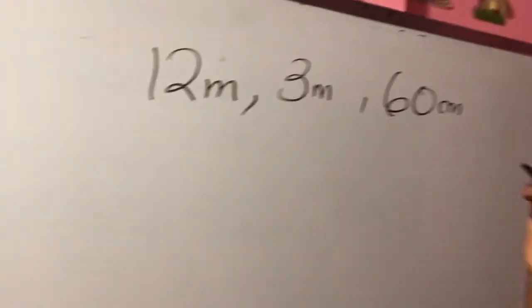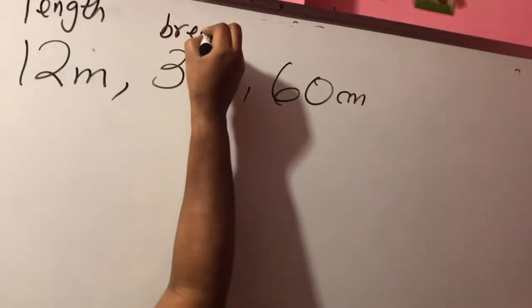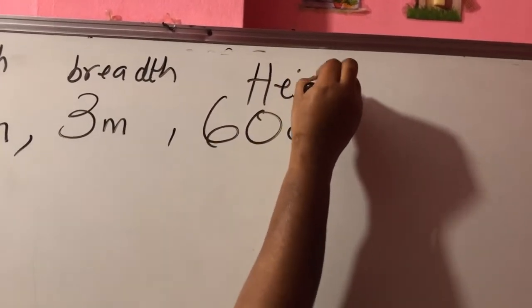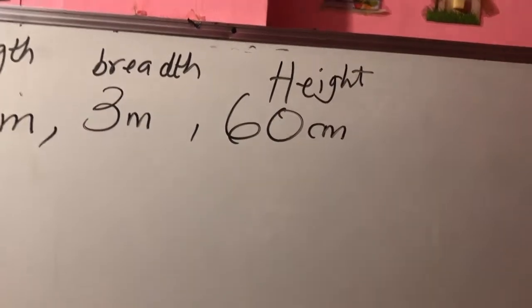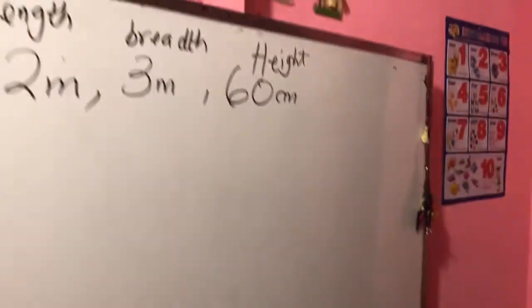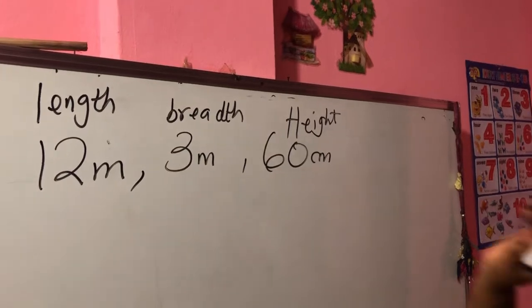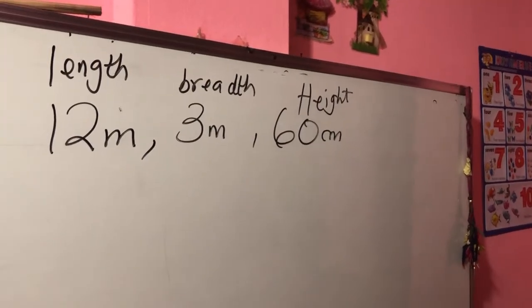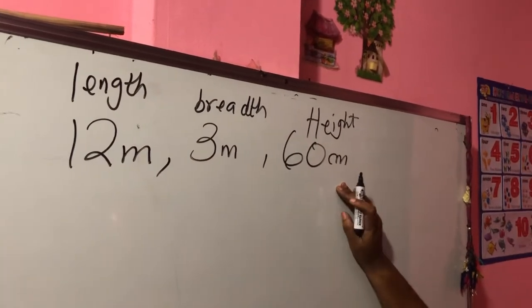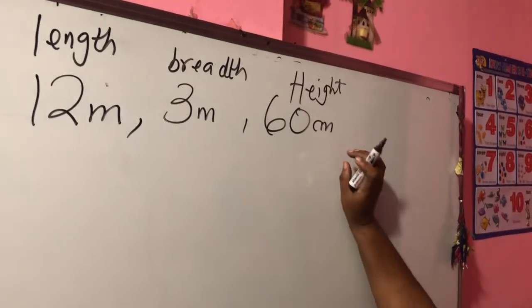So this is length, this is breadth, and this is height. When you hear deep, that's the height. What do you notice? You have been learning from Form 1 that there is no way you can multiply numbers of different units. You cannot multiply 12 meters with 60 centimeters. It is not done. You have to convert all of them to the same unit.